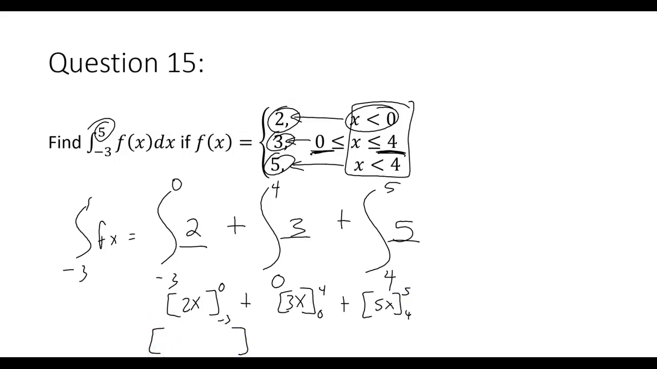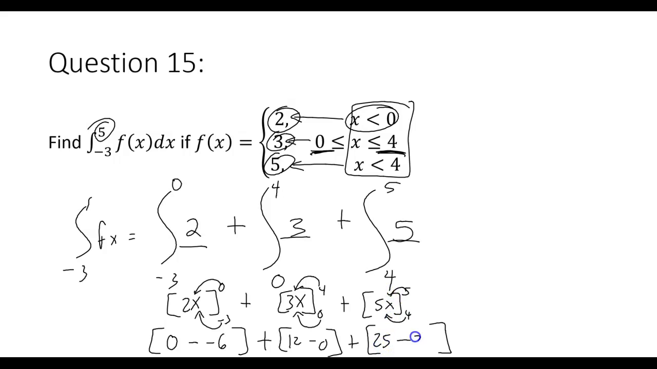And then we're going to go ahead and plug these in and subtract. So plug in 0, you get 0. Plug in -3, you get -6. So we have 0 minus a -6. Plus, plug in 4, you get 12. Plug in 0, you get 0. Plug in 5, you get 25. Plug in 4, you get 20. And then we just need to simplify all this. So this is 6 plus 12, which is 18. That altogether makes 5. So the final answer is 23.